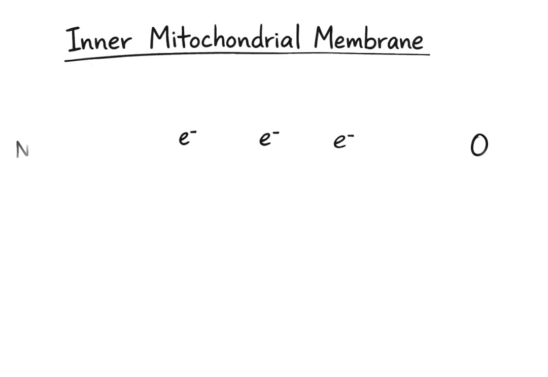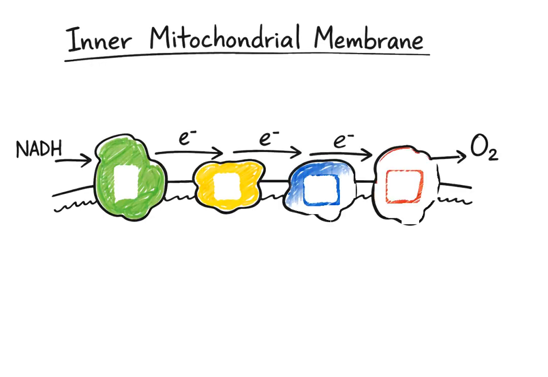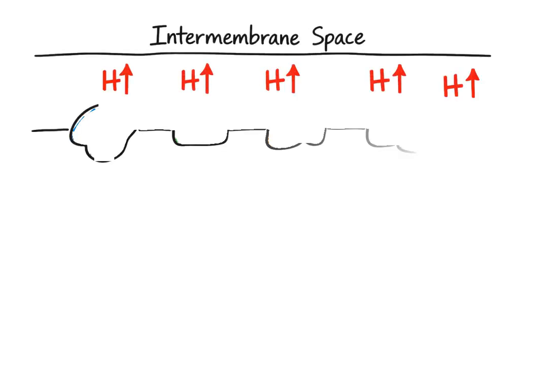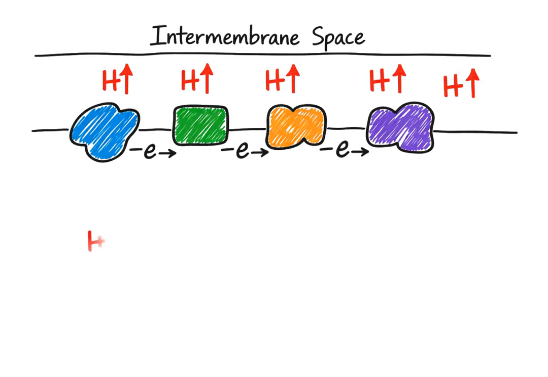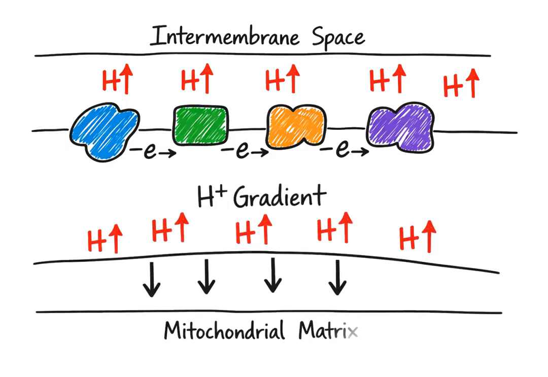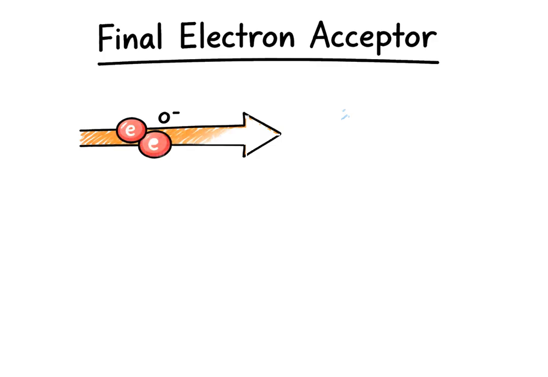Oxidative phosphorylation is where most ATP is made. It consists of the electron transport chain located on the inner mitochondrial membrane. Electrons from NADH and FADH2 pass through these protein complexes. As they move, hydrogen ions are pumped across the membrane, building a steep electrochemical gradient. Oxygen is the final electron acceptor in the chain.